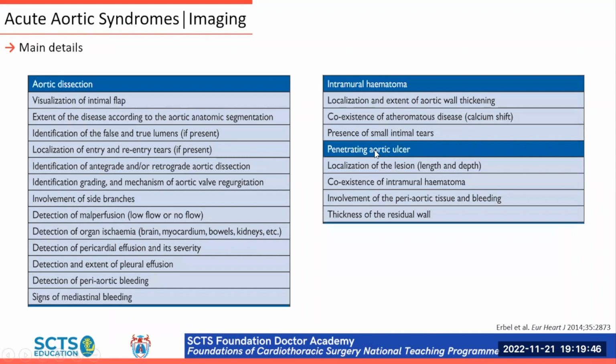Obviously, every time you perform an imaging investigation, like a CT scan or transthoracic echo, there is important information that you need to retrieve. In order to confirm the aortic dissection, you need to identify the intimal flap, the true and the false lumen, and so on. And of course, the CT scan is very important because you can also confirm the suspicion of malperfusion. And there are other important features also in the intramural hematoma and the penetrating aortic ulcer.